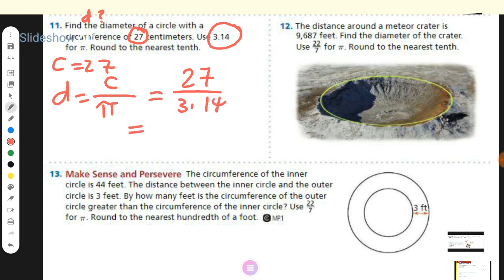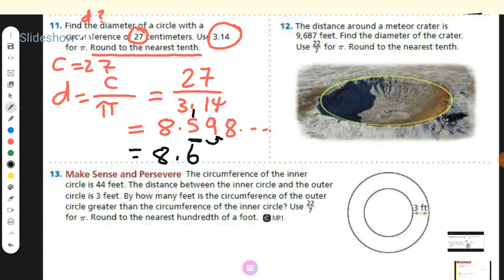By using a calculator, you will find 8.598 and so on. Some numbers are the same. But he told you to round to the nearest tenth. And the tenth is here. This is the position of the tenth, so it's equal to 8.5, and here we have 9. 9 is a strong number. So 9 will add 1 to the 5, so it will be 6. So the last answer is 8.6 centimeters. Okay?